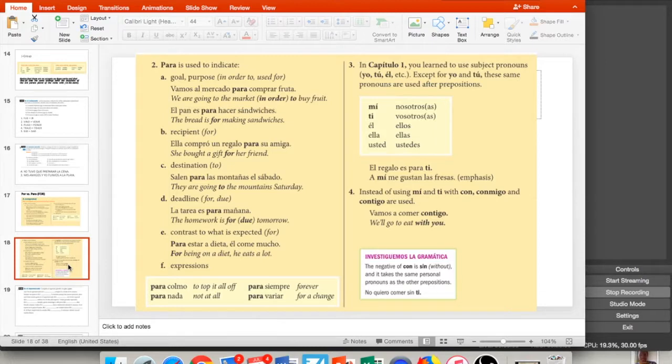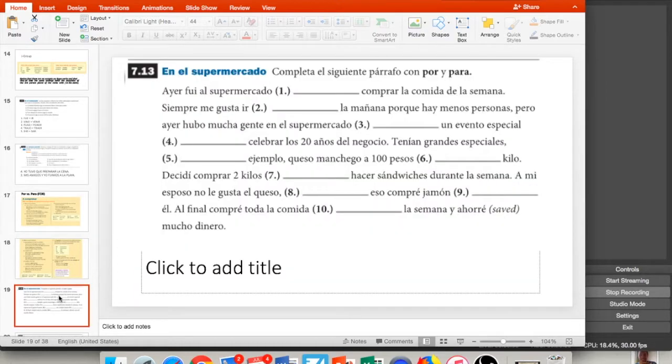The best thing I can recommend for you guys to do is go back and reference these two pages in your book as you're working on your activities. We're going to do a few examples together, but try to really think about it. The more that you speak Spanish and the more advanced your skills become, you don't think as much about when to use por or para. It just kind of happens naturally. So let's look at a few examples.